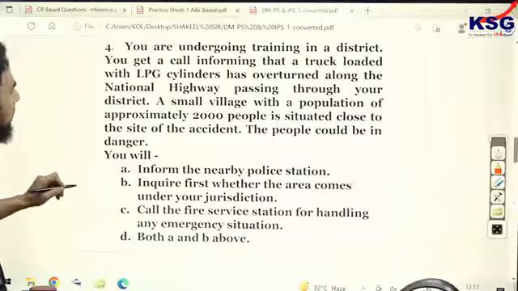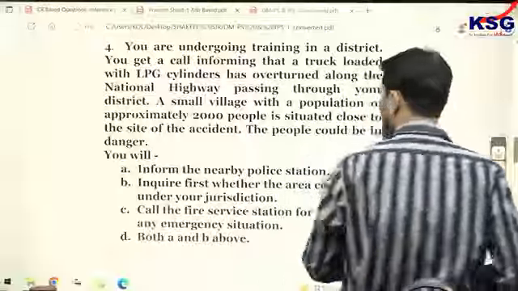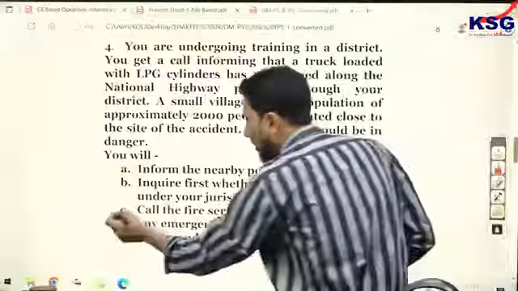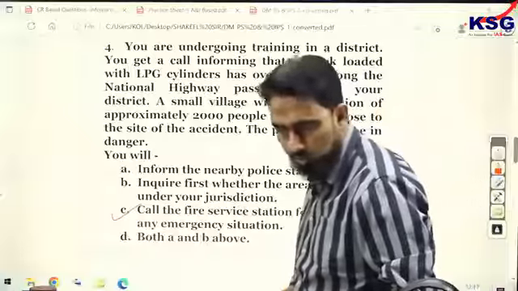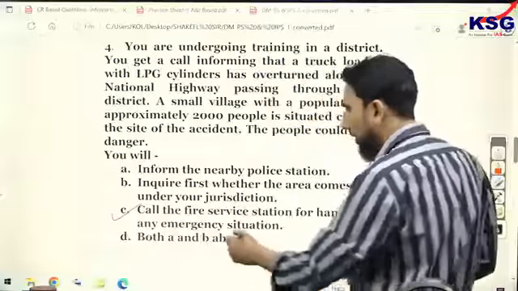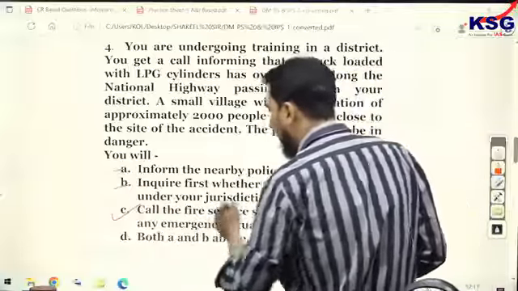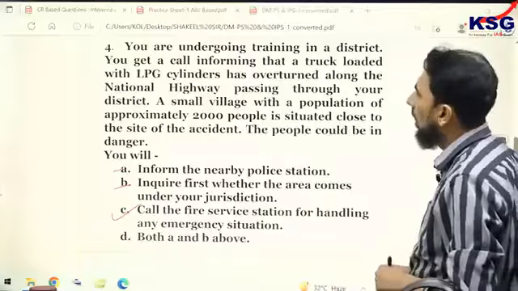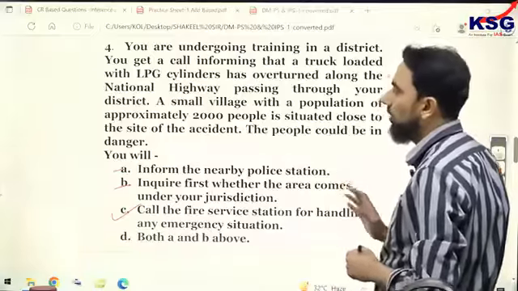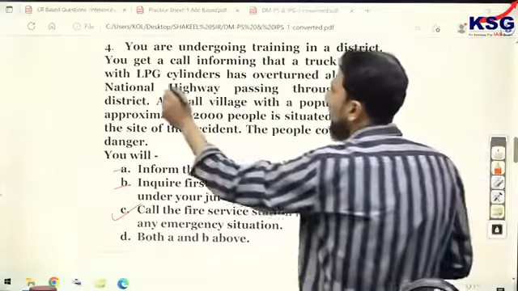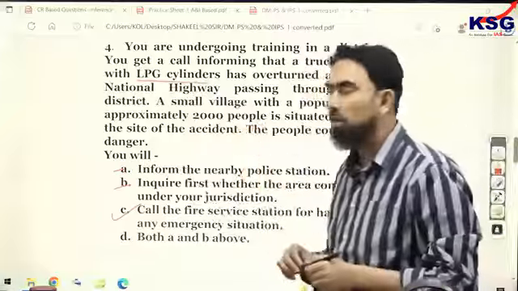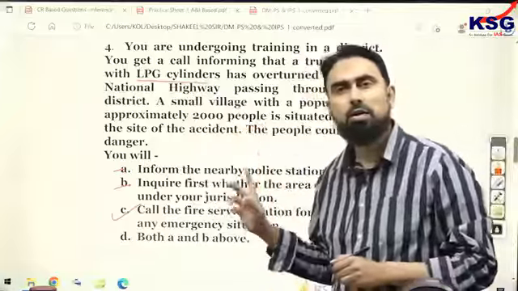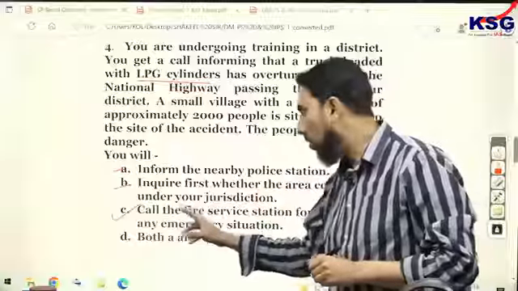For the fourth question, you have chosen option C. Okay. Somebody has chosen D also, Biswajit has chosen D, which says A and B both. You inform the police and inquire first whether. How do you know that the cylinders are filled with gas? It is given LPG cylinders are there, but they could be empty also or filled with gas. So the truck has overturned. How do you know that the cylinders, why will you call the fire service?